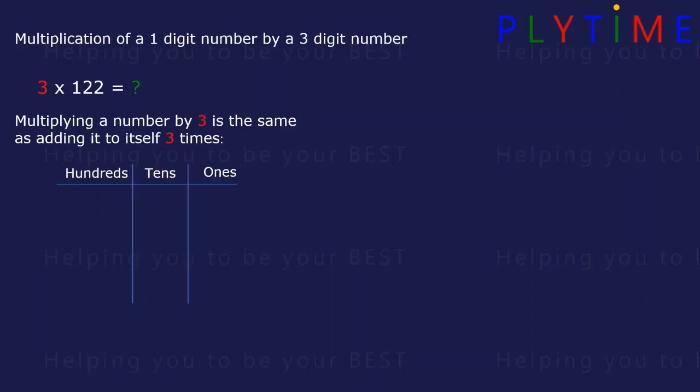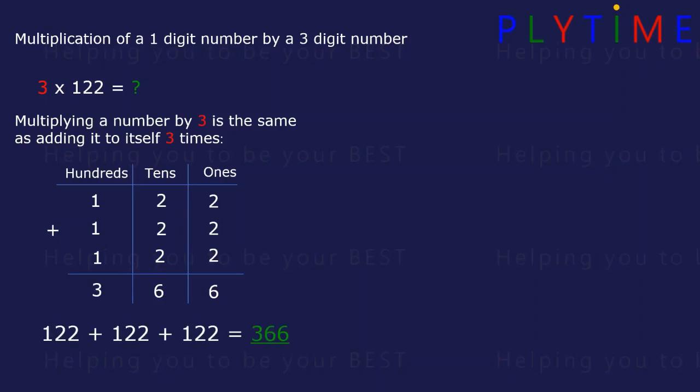We can add these together. If we do it in our columns, in the ones column 2 plus 2 plus 2 is 6, then the tens 6, and then the hundreds 3. So 3 lots of 122 equals 366.